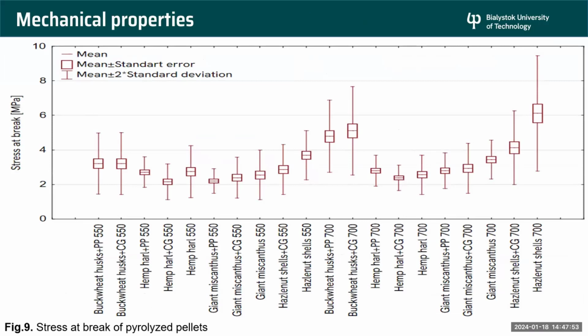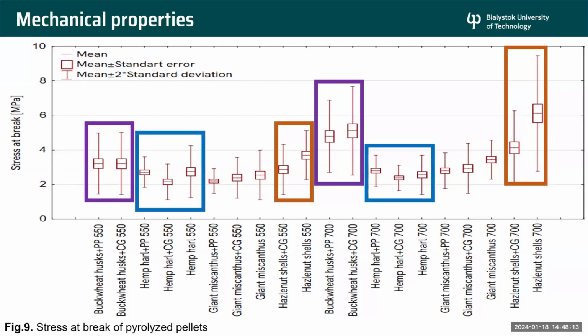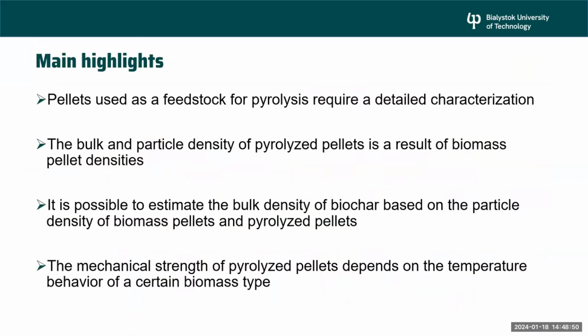Regarding the mechanical properties of pellets, we checked the stress at break, and indeed for some pellets, our data is in common with the ones published in the literature. So the higher the temperature was, the higher the mechanical strength of pellets was. However, for testing so many variables of pellets, we can also summarize that this property is not always the same for certain feedstock. So perhaps for the buckwheat husks and the hazelnut shells, indeed, the mechanical strength was higher at higher temperatures. However, for hemp hurd or Miscanthus giganteus, which contain a bit more fibers, the mechanical strength was kept at the same level.